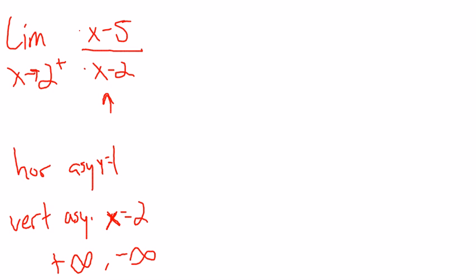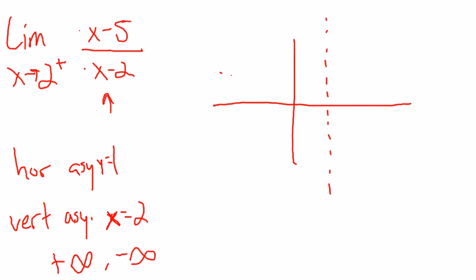Anyway, what I'm going to do is go like this. I'm going to sketch some of my pieces in. So I know that that's going to be my vertical asymptote. That's going to be my horizontal asymptote. So this is at 1. This is at 2.